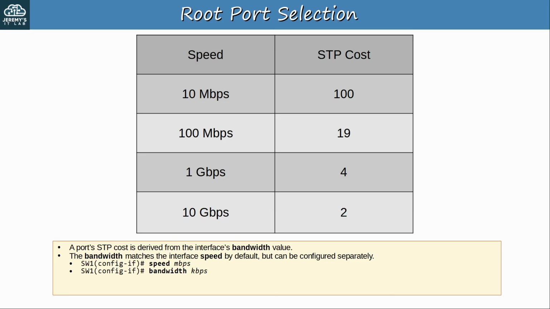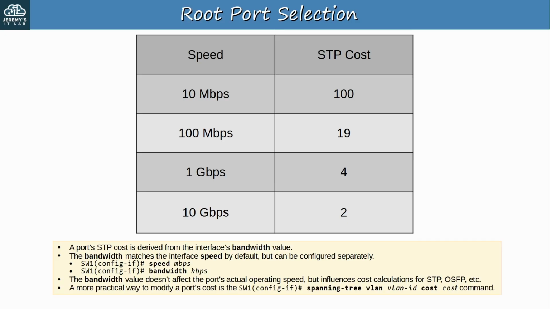Just note that the speed command is configured in megabits per second, or depending on the switch you can enter 1G, 10G, etc. The bandwidth command, however, is configured in kilobits per second. The bandwidth value doesn't actually affect the port's operating speed, but influences cost calculations for STP, OSPF, etc. However, a more practical way to modify a port's cost is the spanning-tree vlan cost command. We'll talk more about that in the STP tuning video.